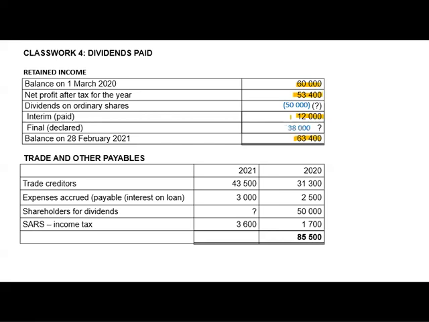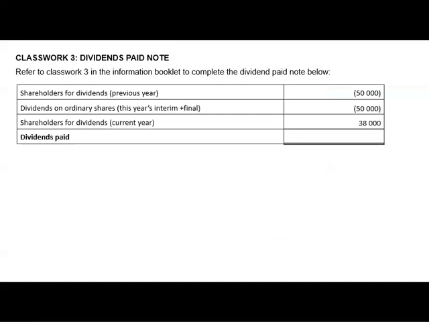So when you calculate your dividends paid, it will just be 12,000, which is your interim, plus last year's final of 50,000, and you're done. Dividends paid will be 62,000. Otherwise, you can follow this process of calculating your dividends paid by taking last year's final, which we are paying, and you will subtract this year's interim plus final and add back this year's final. Your dividends paid will be 62,000. Right?